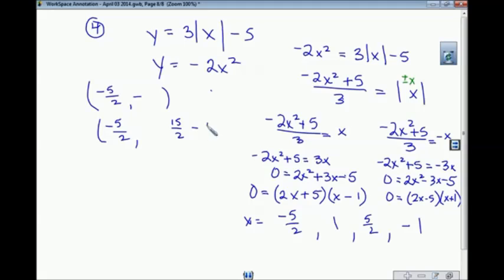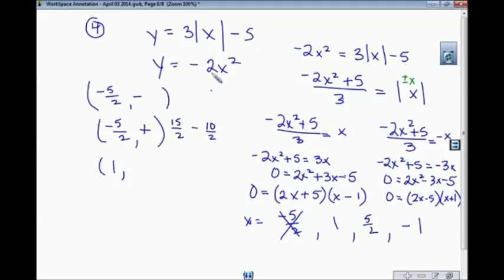Is it minus 5, 10 halves? So here I got 5 halves, which is positive. So when I plugged it into this one, I got a negative. But when I plugged it into this one, I get a positive. Did I get the same thing? No. So is this a solution? No. Okay, let's try 1.